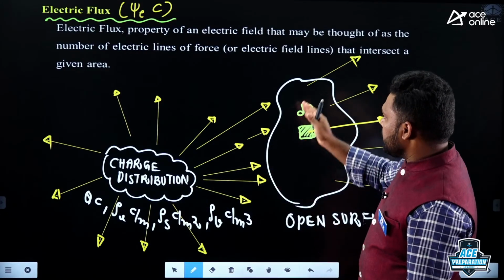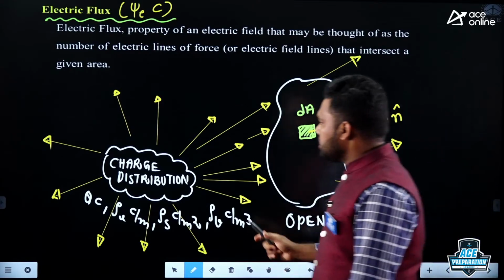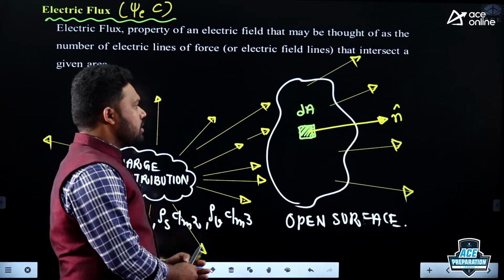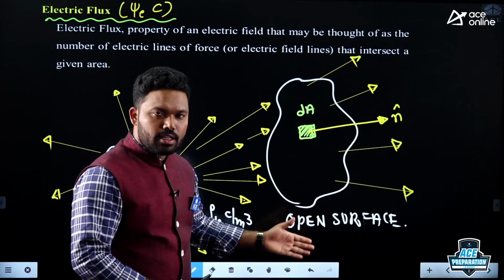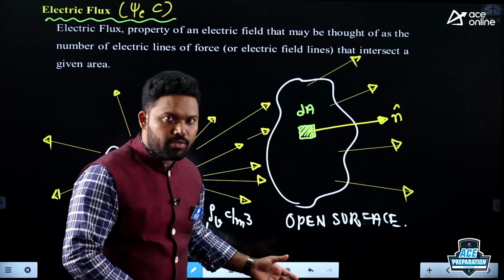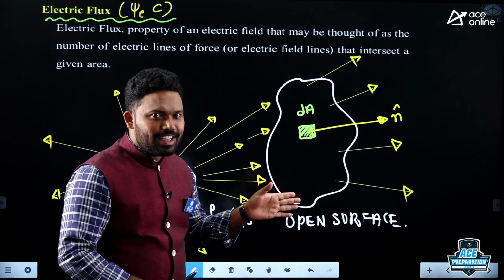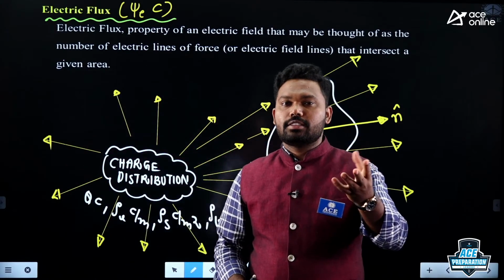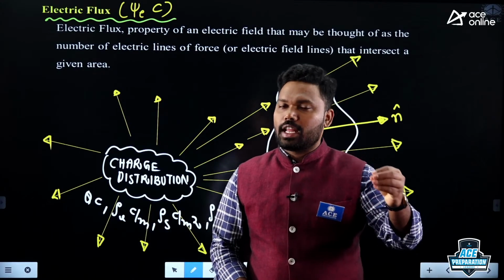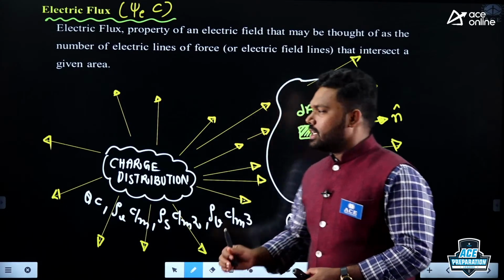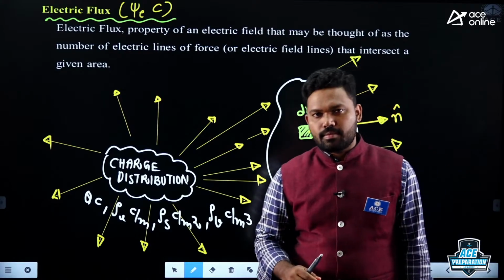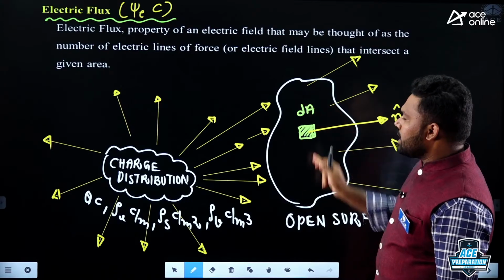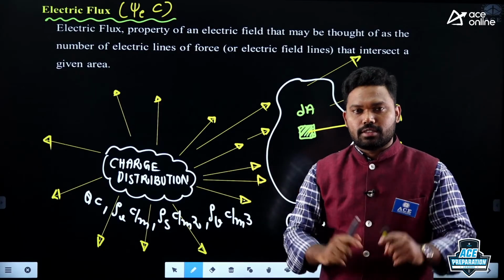Now I have placed some surface here. How many lines are crossing through this one? Let us say 10 lines are crossing through it. Whatever flux you calculate here, is that the total flux or part of the flux? Only 10 lines are crossing. But this charge is emanating 1000 electric field lines, and only 10 lines are crossing through this surface. As only 10 lines are crossing through this surface, whatever flux you calculate here is not the total flux.